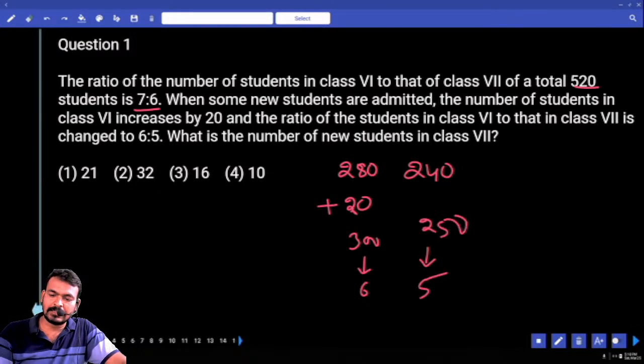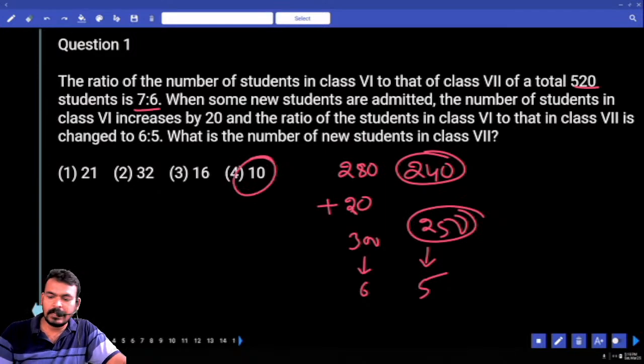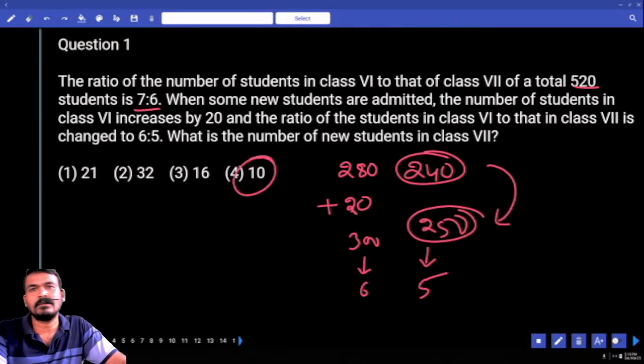Before the increase, class 7 was 240. After the increase, 250. How much value is increased? 10, or 10%.